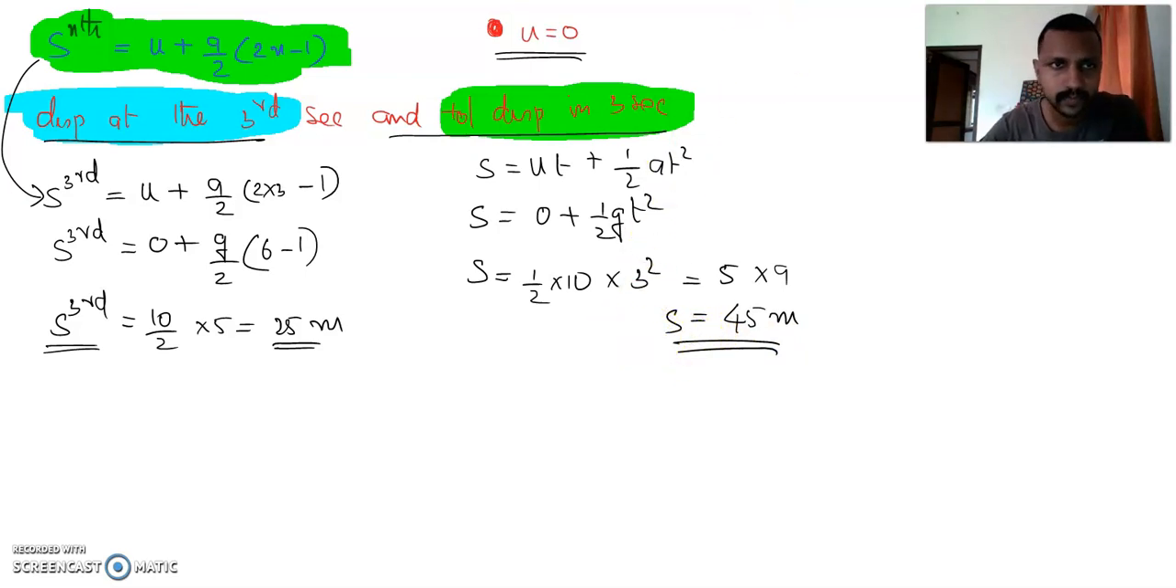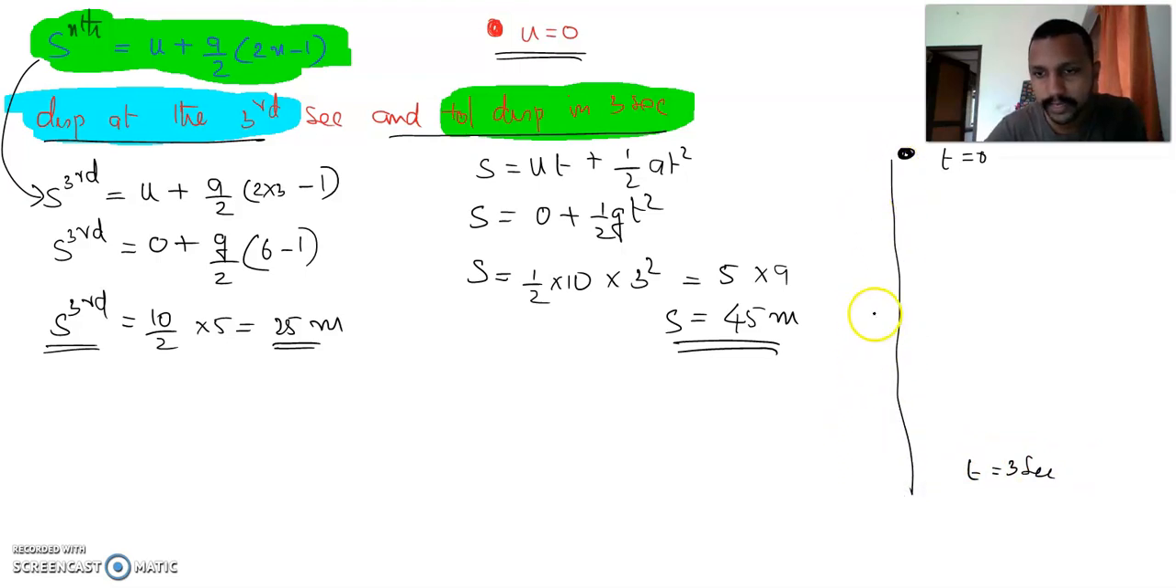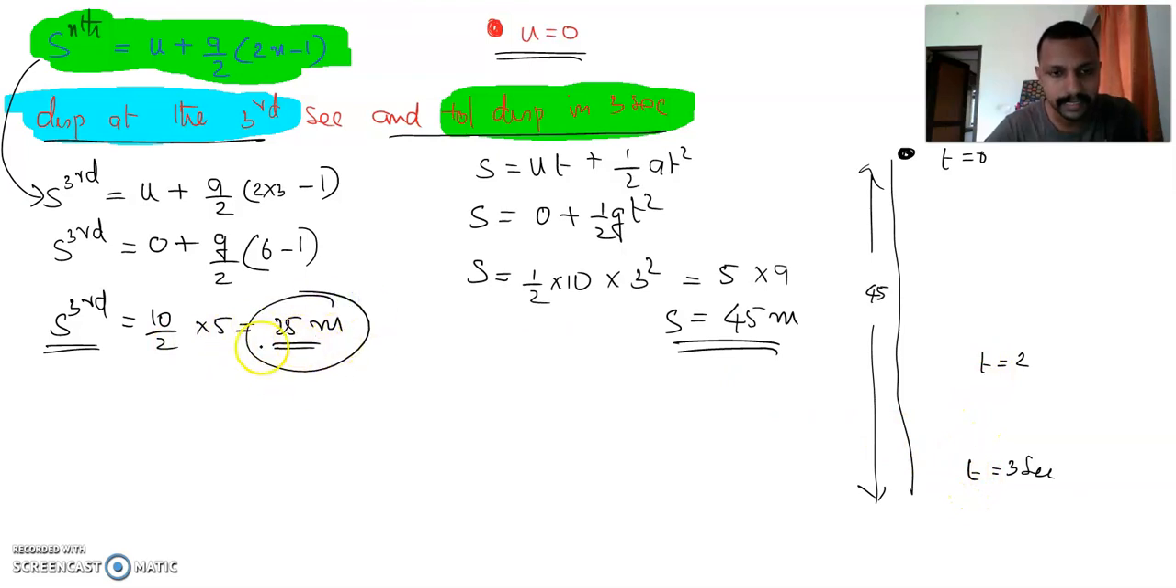Let us visualize that situation. If we have a substance which is dropping, at the initial time the substance is over here. Then after 3 seconds, that is after t = 3 seconds, the substance will have moved a total displacement of 45 meters. In this displacement, from t = 2 to t = 3, that is at the third second, it has moved a distance of 25 meters.